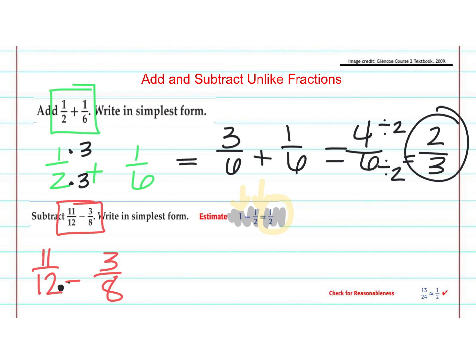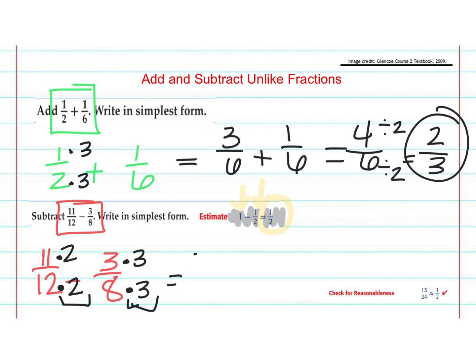So let's change them to 24ths. So I know 12 times 2 is 24, and then I do the exact same thing to my numerator. But I know that 8 times 3 is 24, so then I have to do the same thing to my numerator there. So notice that I'm multiplying by different numbers to get to the same number.